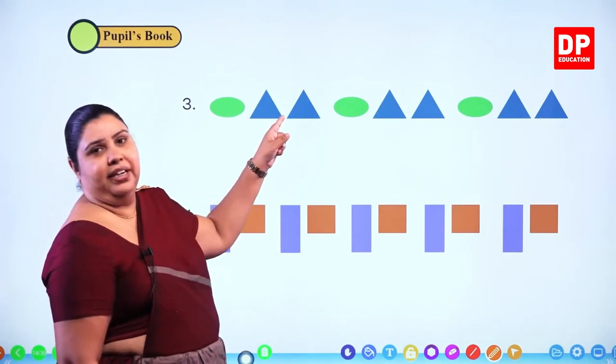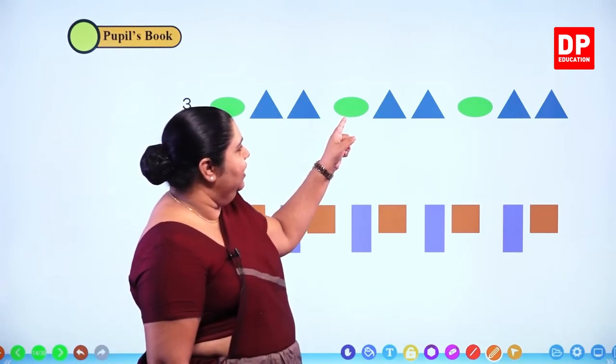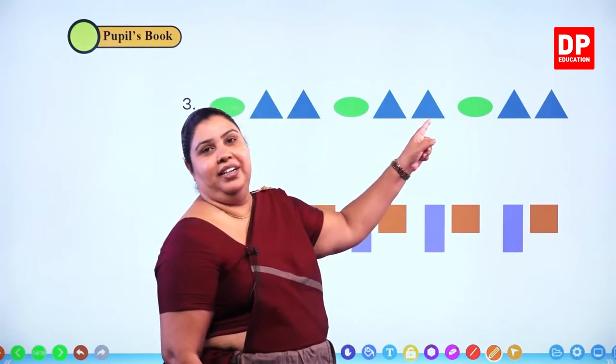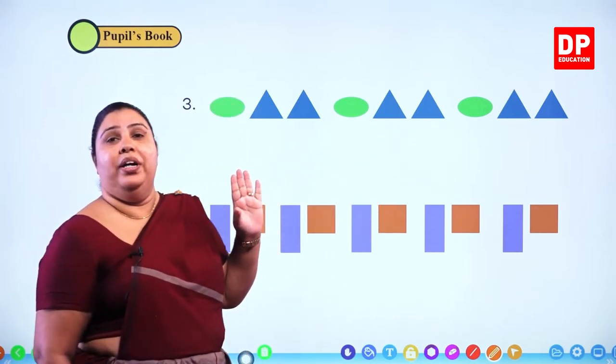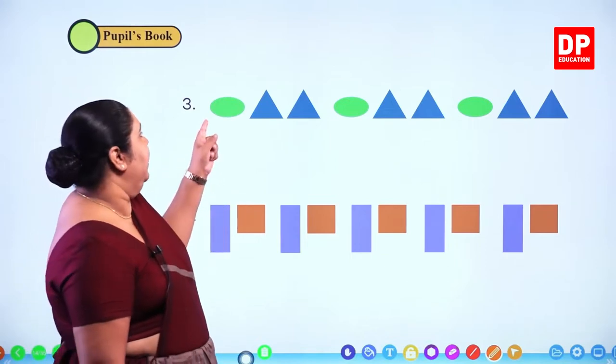triangle, triangle. Oval, triangle, triangle. That is our order. That is our pattern. Let's see. We have an oval.